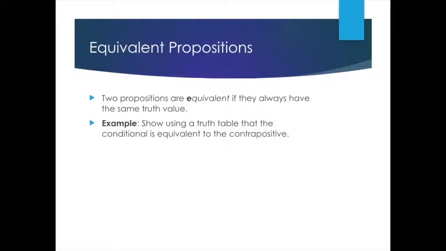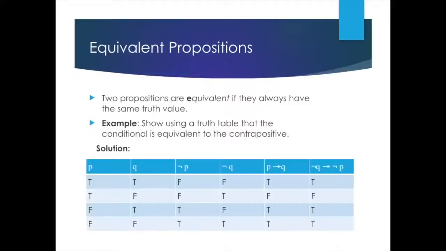Now let us discuss something called equivalent propositions. We said before, two propositions are equivalent if they always have the same truth value. So this is the biconditional statement. Show, using a truth table, that the conditional is equivalent to the contrapositive. So if we have, for example, P and Q, I fill the true and false values myself.